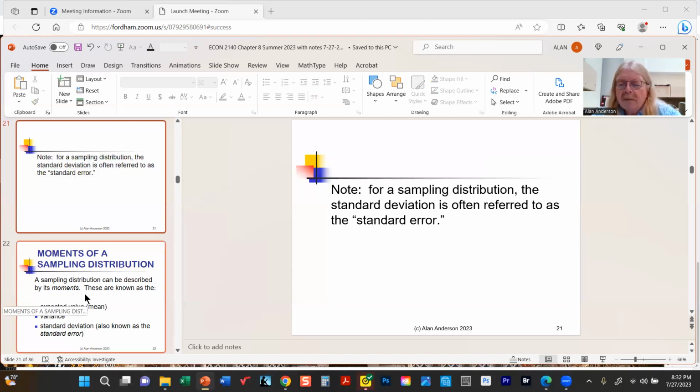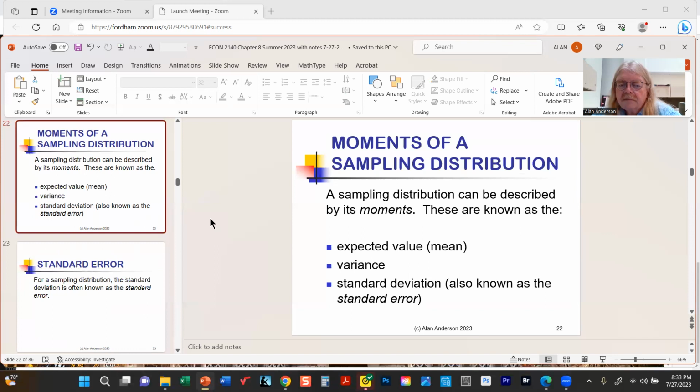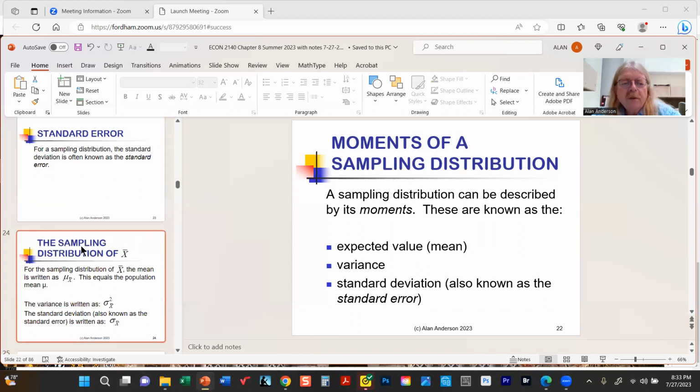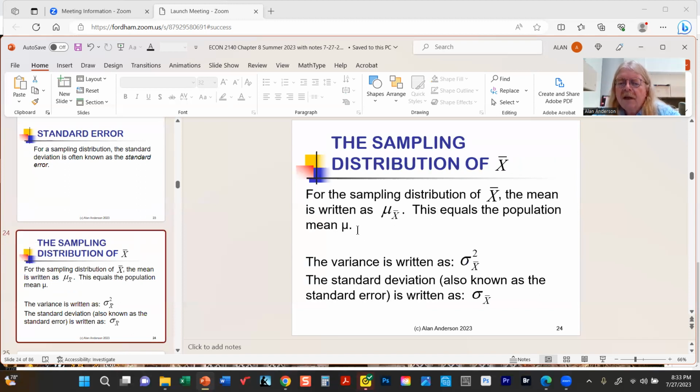So we have our moments then. What we want to know is how to calculate them. It turns out that we have specific formulas for calculating the moments of the sampling distribution of X bar. They're not that complicated, but we have to understand how they work. And here's a reminder: the little subscripts are there to help us remember that this is specifically about the distribution of X bar rather than the underlying population.